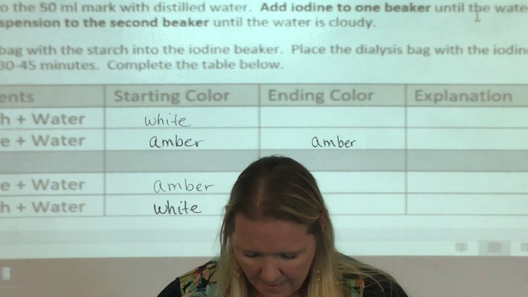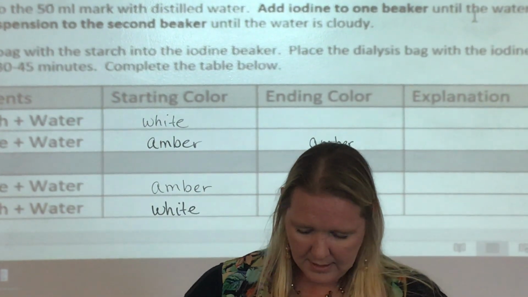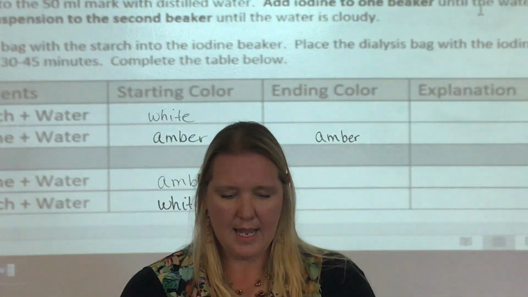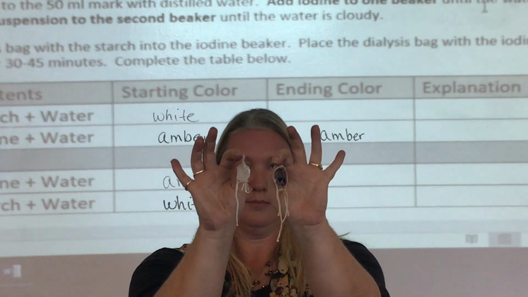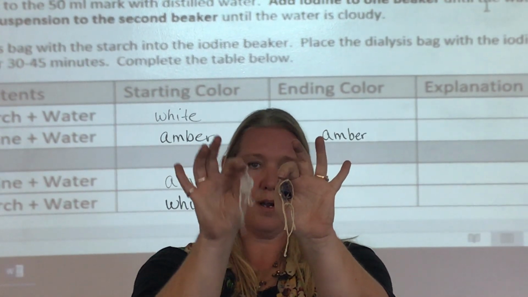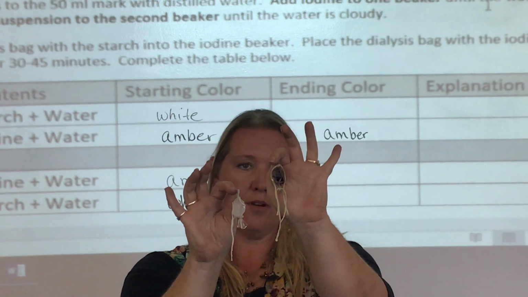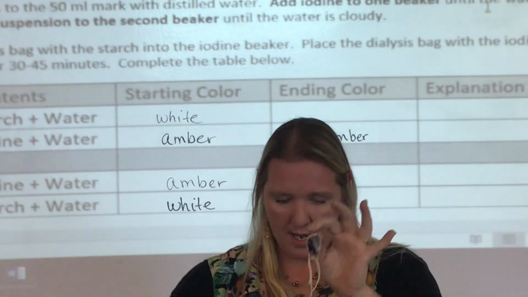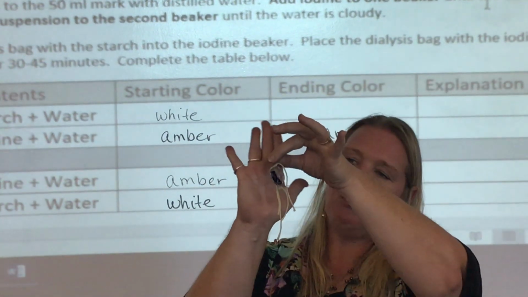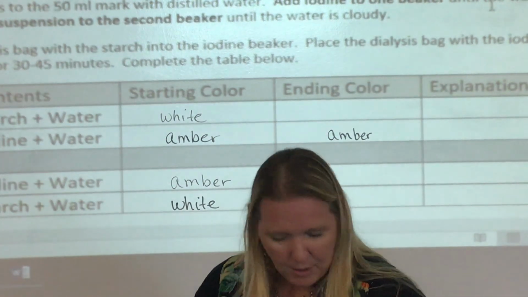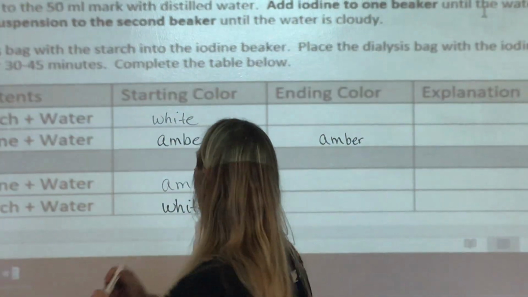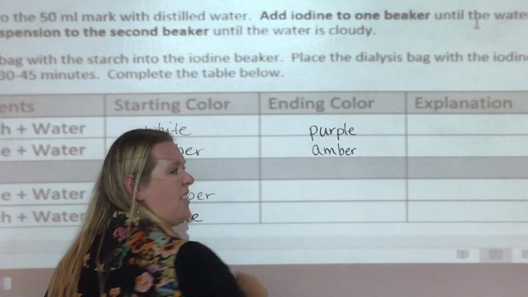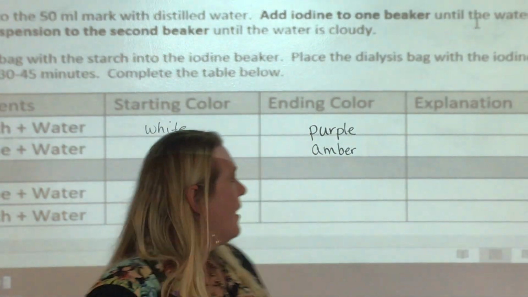Okay, but if I pulled out the starch bag, this was the before, and this is the after. Okay, this is the before, this is the after 30 to 45 minutes. Okay, and we see a dramatic color change in these. Okay, this bag now looks purplish. Okay, now it's purplish. Okay, so I'm going to put purple, right? It's a dark color, okay?